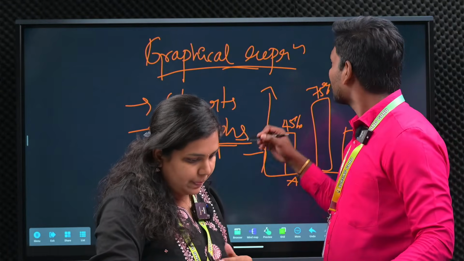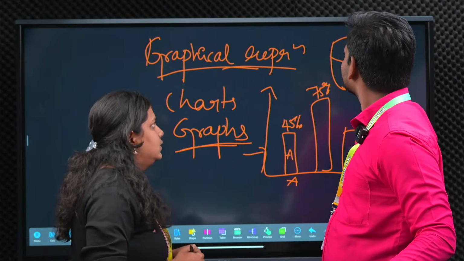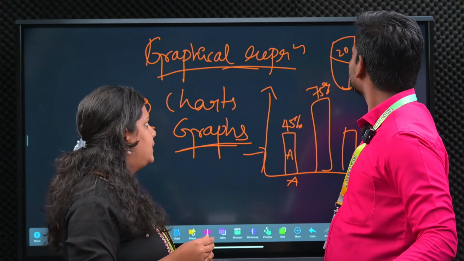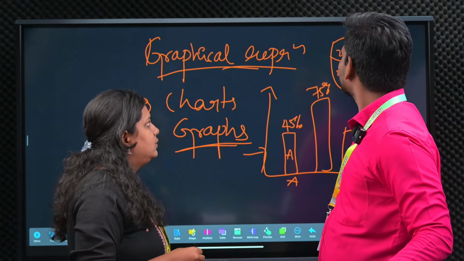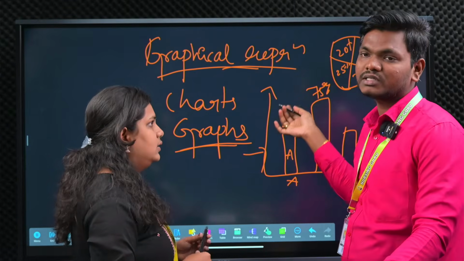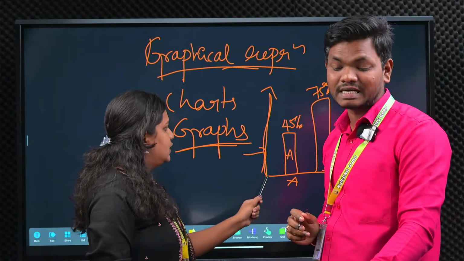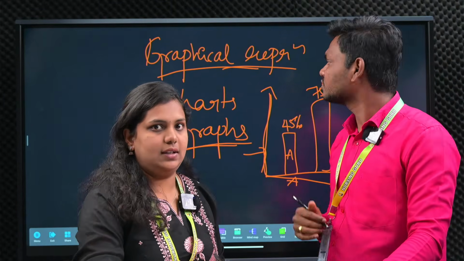When you talk about a chart, it will be like this example: so what is the percentage? Here in the pie chart it will be 20%, here 50%, here 30%, here 25, like that. You put the information like this. That is known as charts. A chart represents data in pictorial form, so that is known as a pictorial form.